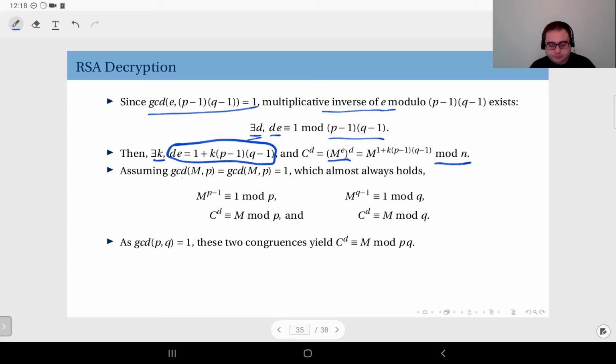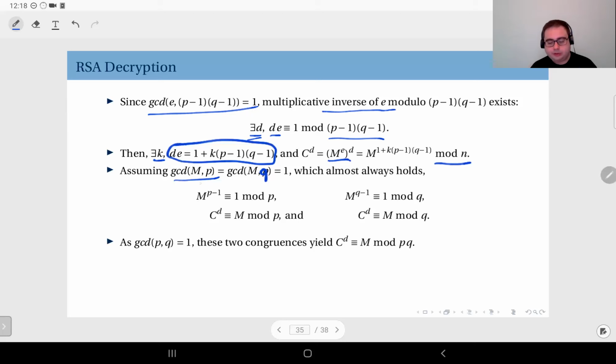Now, at this point, we will assume M and P, and also M and Q, are co-prime, which almost always holds. And you can ensure this with some tricks that I will not go into. So this is not a weakness of RSA. You can ensure that this is the case. But here, let's assume this holds, which you can make sure.